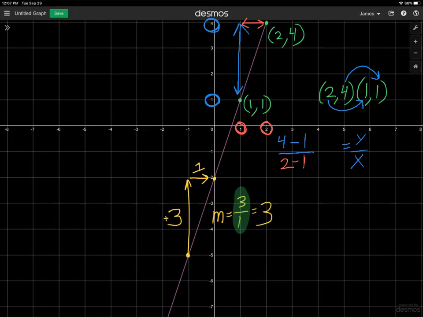Now these all ended up as positives, which made this a really easy example. 4 minus 1, 3. 2 minus 1, 1. And there you go. 3 over 1 is 3. I did end up with the exact same slope either way. And all I did was subtract my y values on top, x is on bottom. And I want to show you one other thing with this problem.